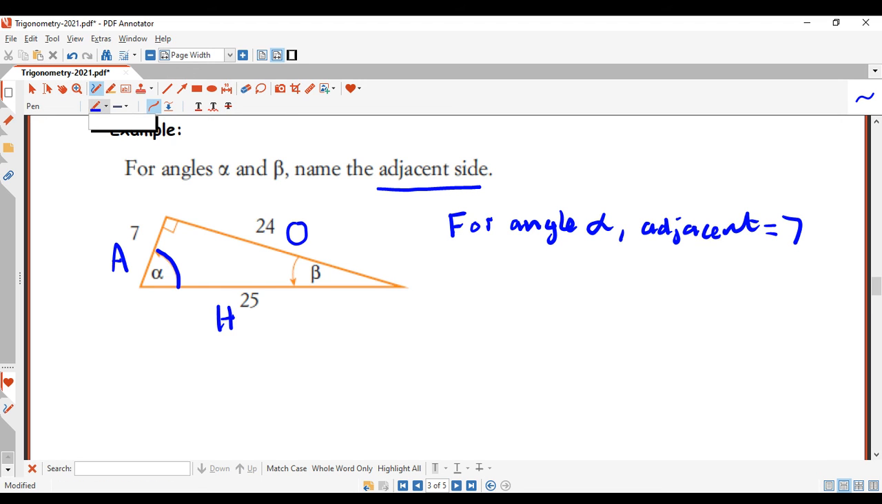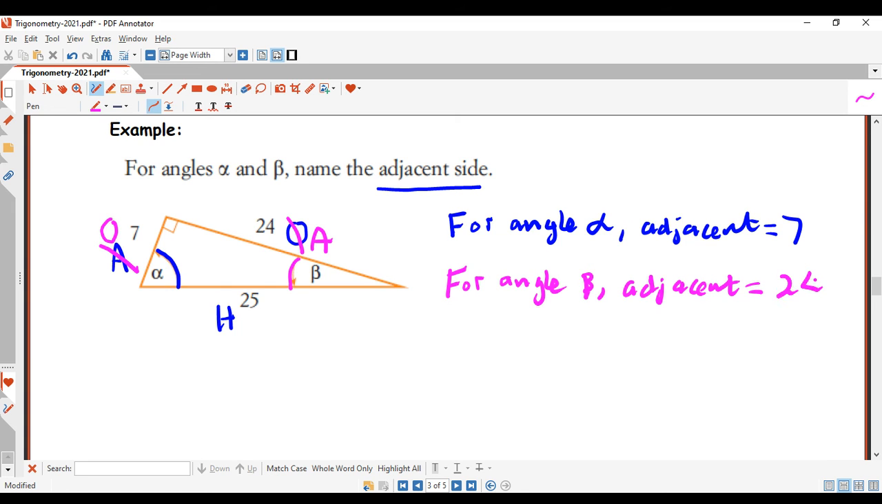Now, for beta, let's have a look. So beta, let's just use a different color here. So beta, this is my marked angle now. So I'm not talking about alpha now. Now I'm talking about beta. So for beta, well, the hypotenuse will be the same. But for beta, the opposite side now is this. So because I'm talking about a different angle, this is now the opposite side. And this side over here is the adjacent side, okay? So because I'm talking about a different acute angle now. So for angle beta, the adjacent side is actually 24, okay? So what you learned from this question is that the opposite side and the adjacent side, their labels depend on which angle they are referring to, okay?